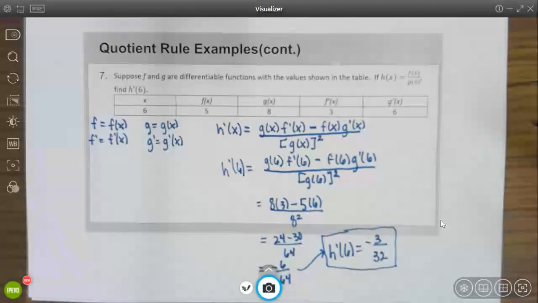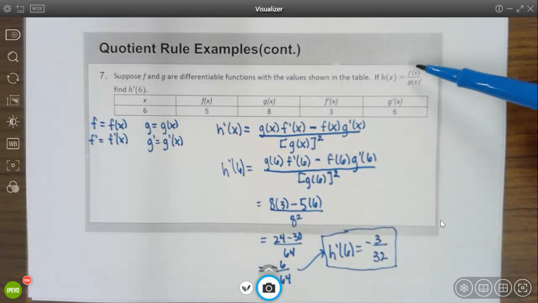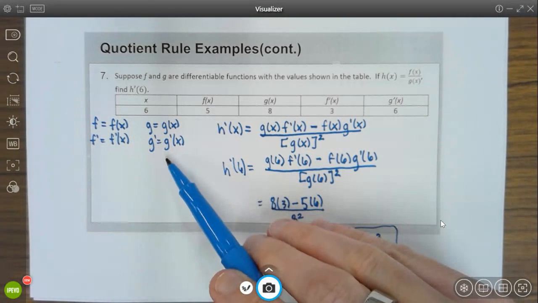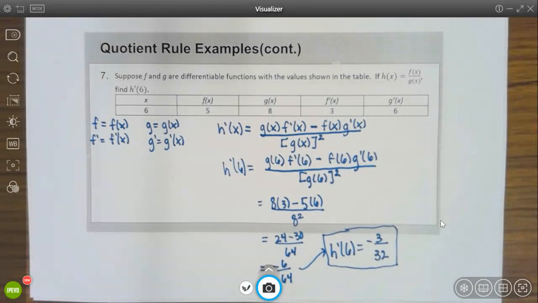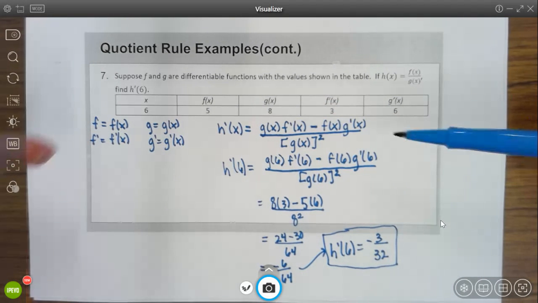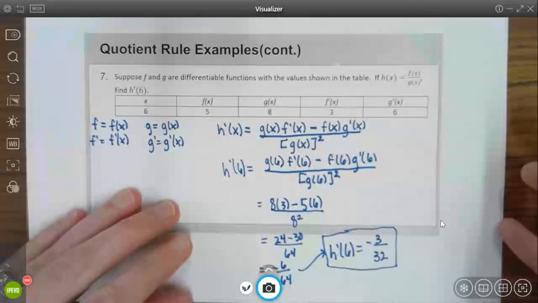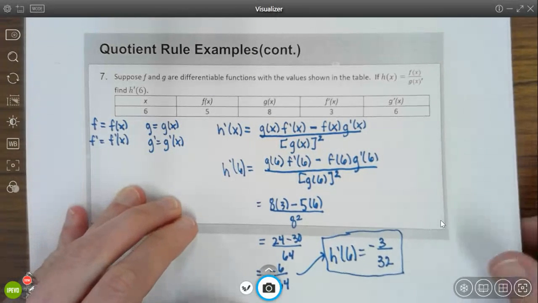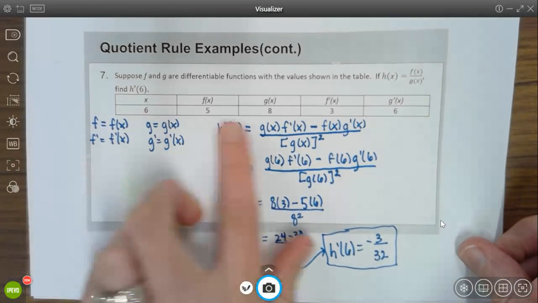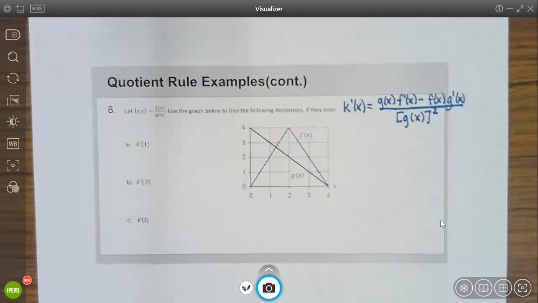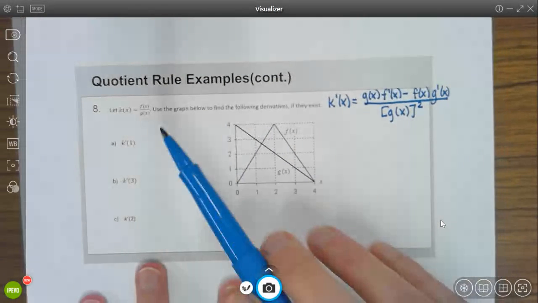So when we're using the quotient rule, just pay attention to who's in the numerator and who's in the denominator. We're always going to define f as the numerator, g as our denominator, then we're going to find our derivatives of each piece and then follow our quotient rule for that. In this case, all of our values came from a table, but we could do a similar type of problem where we're given a function, and instead of being given our information about function values and derivative values in a table format, we might need to use a graph to grab that.